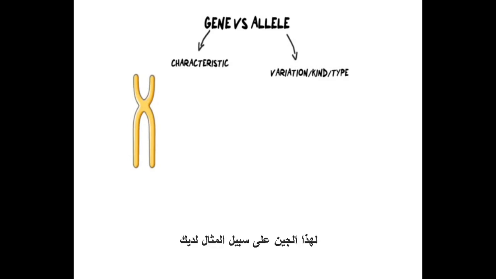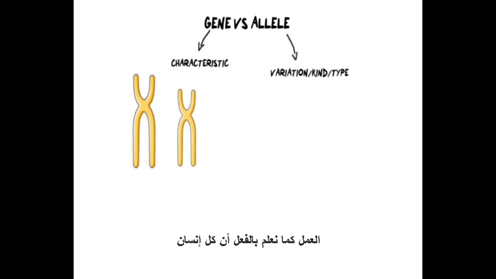For example, you have your eye color gene, and a variation of that gene would be a blue-eyed allele, a brown-eyed allele, a green-eyed allele. Those are all variations of eye color. Eye color is the characteristic, and the actual physical color itself is the allele or the variation. Now let's see these alleles in action.